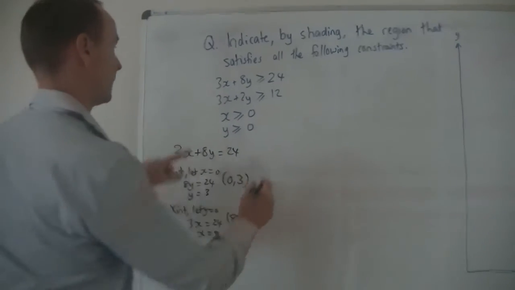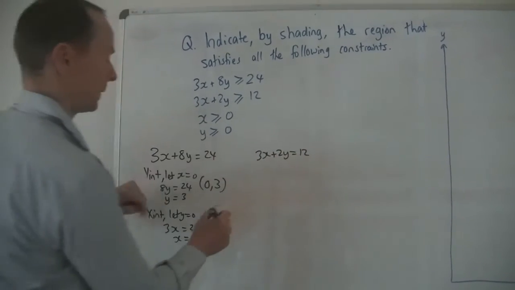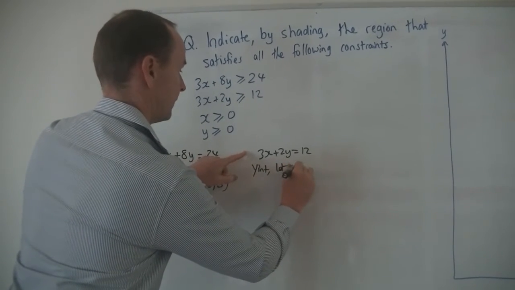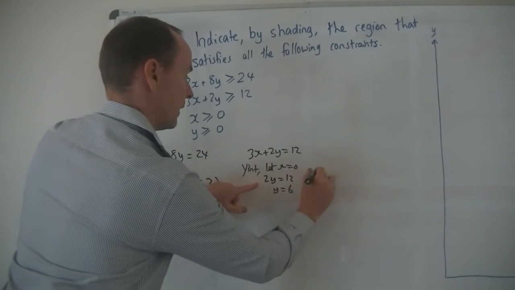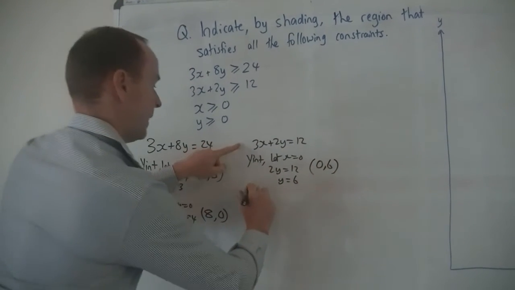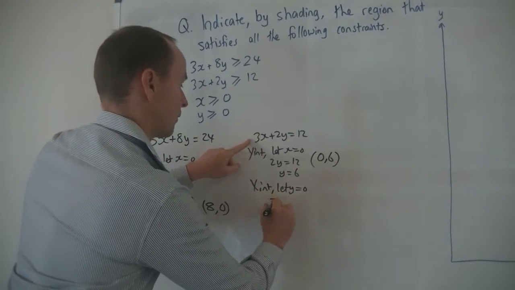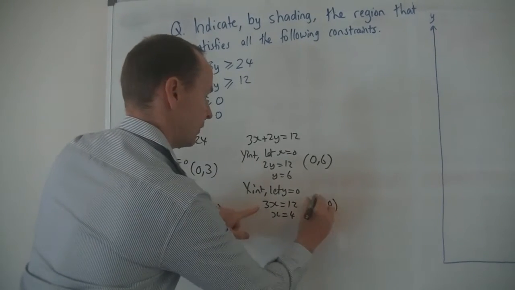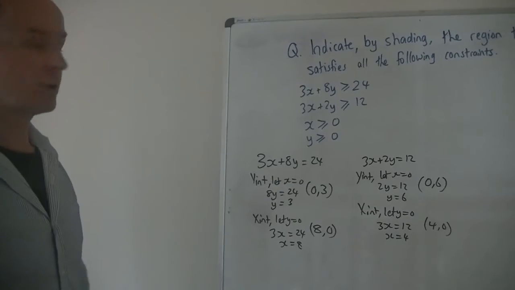Now the next one, we've got 3x plus 2y equals 12. Y-intercept, let x equal 0, we get 2y equals 12, y equals 6. That point is 0, 6. And x-intercept, let y equal 0, 3x equals 12, x equals 4. That point is 4, 0. Okay, that didn't take long at all. We've got our x and y intercepts, so let's now go over here and graph them.